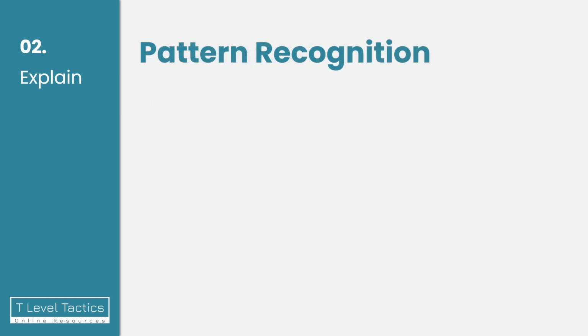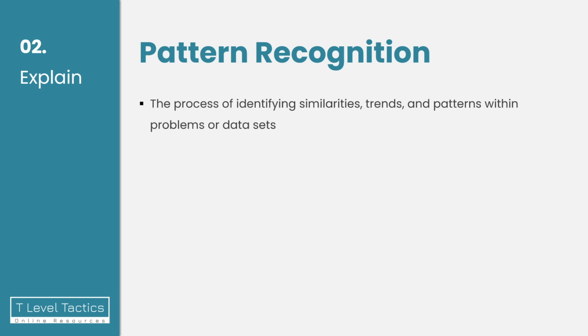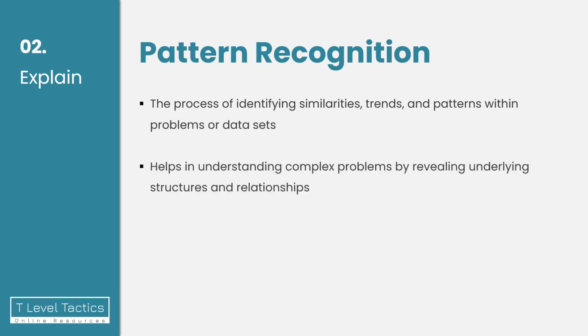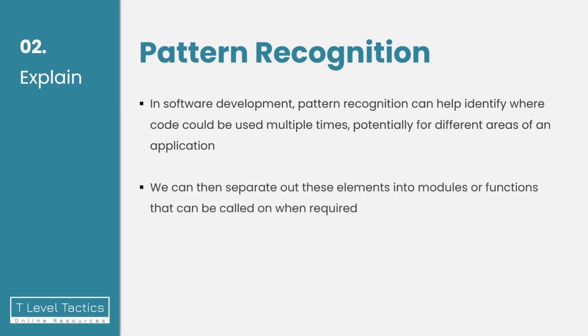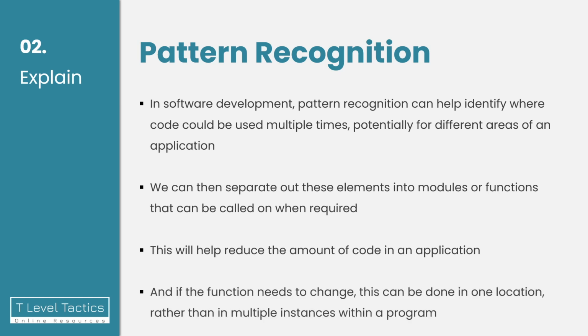The next stage of computational thinking is pattern recognition, which is the process of identifying similarities, trends, and patterns within problems or datasets. And it helps in understanding complex problems by revealing underlying structures and relationships. In software development, pattern recognition can help identify where code could be used multiple times, potentially for different areas of an application. We can then separate out these elements into modules or functions that can be called on when required, helping us to reduce the amount of code in an application. And if that function needs to change, this can be done in one location rather than in multiple instances within a program.